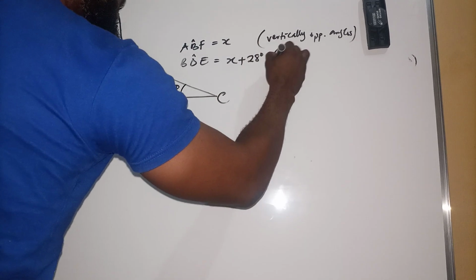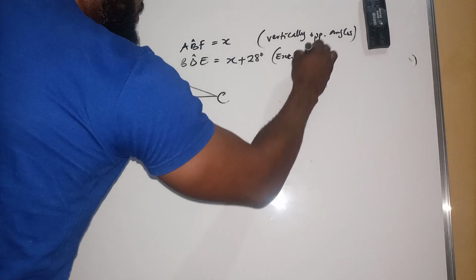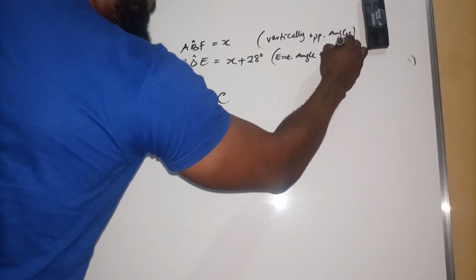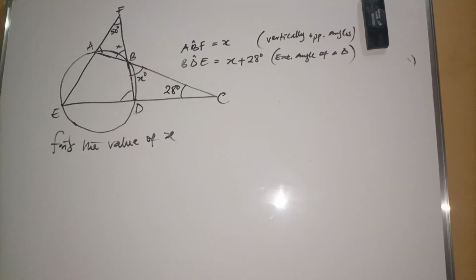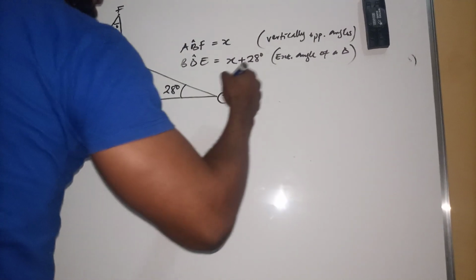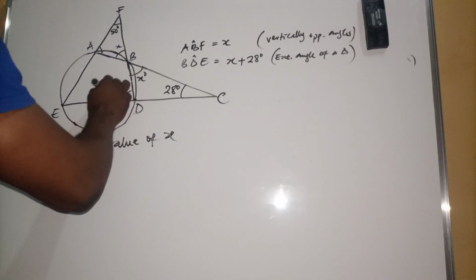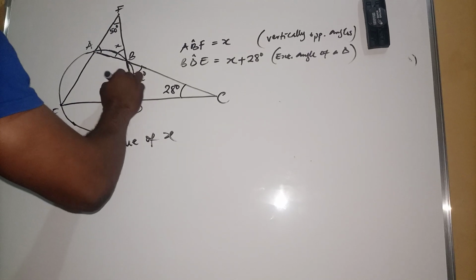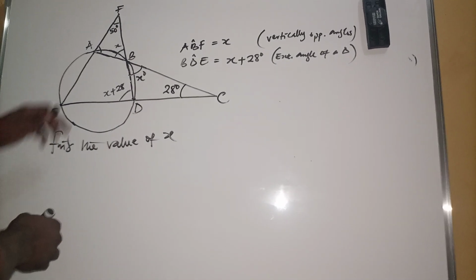The reason is exterior angle of a triangle. So we have gotten this as x plus 28 degrees.